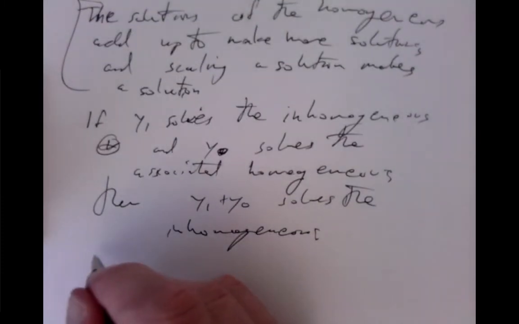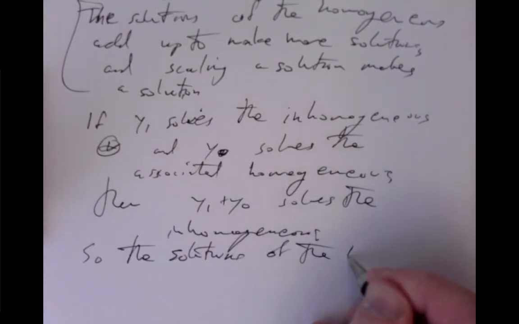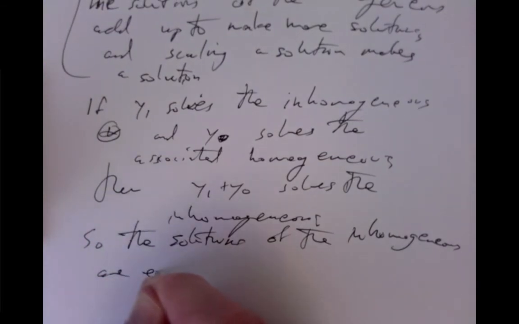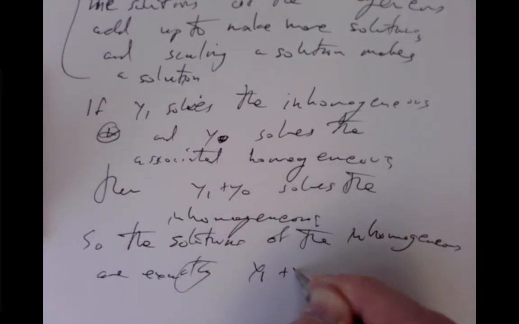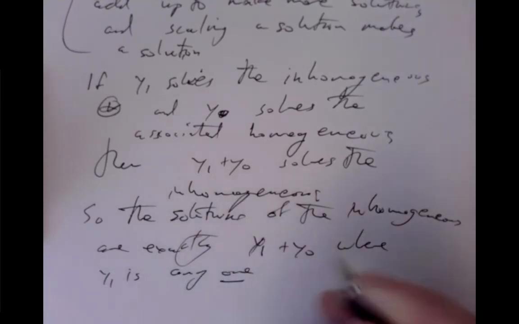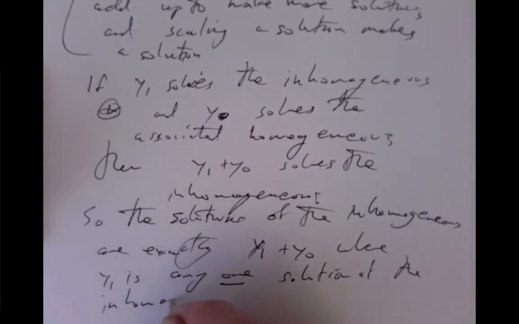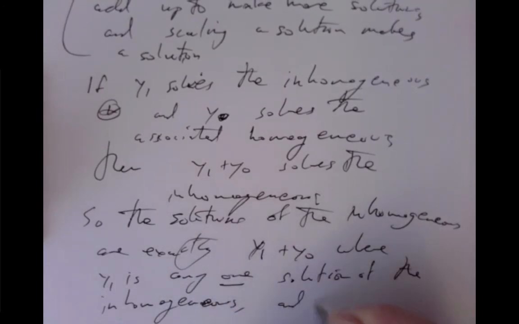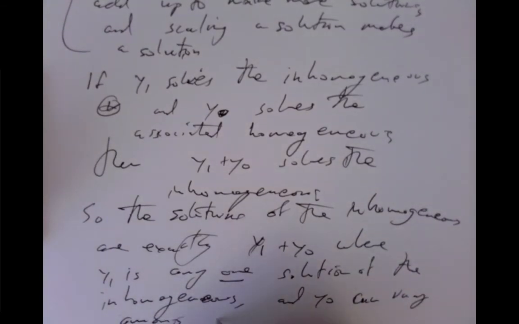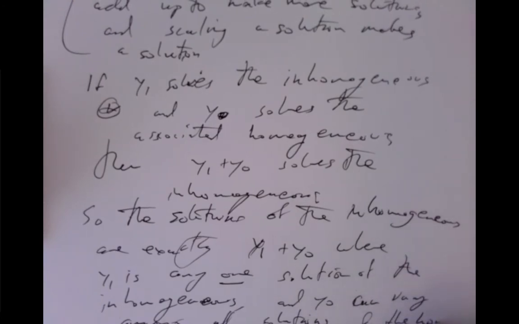In other words, another way to say it is that all the solutions of the inhomogeneous are exactly y1 plus y0, where y1 is any one solution of the inhomogeneous you can find, and y0 can vary among all solutions of the homogeneous.